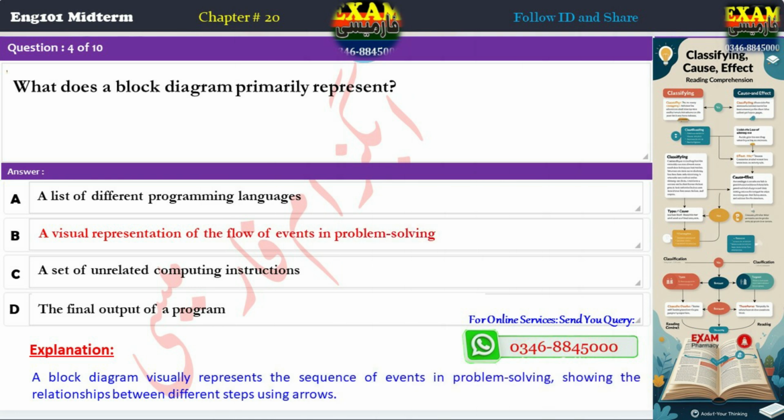Correct answer. B. A visual representation of the flow of events in problem solving. Explanation. A block diagram visually represents the sequence of events in problem solving, showing the relationships between different steps using arrows.